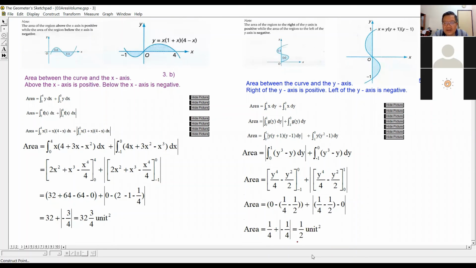So this one is actually positive 1 over 4, because of the negative in front. This one will give you negative 1 over 4. So the negative 1 over 4 behind, you change to positive 1 over 4. So 1 over 4 plus 1 over 4 is half unit squared.